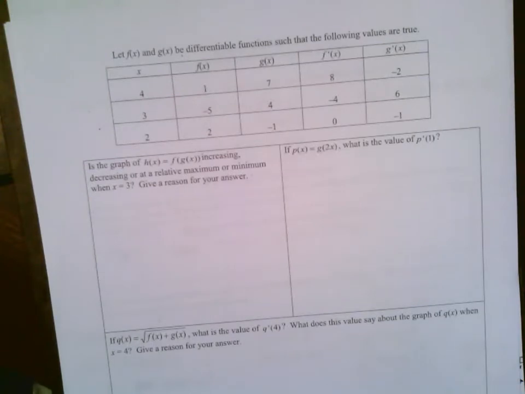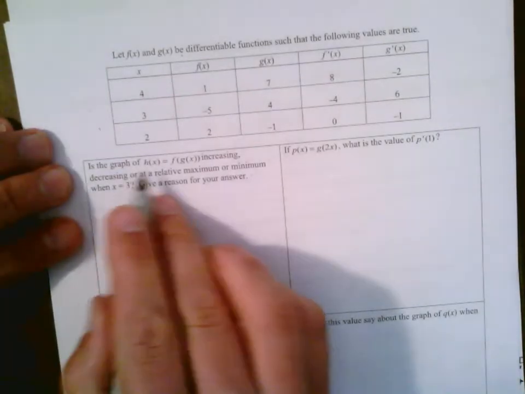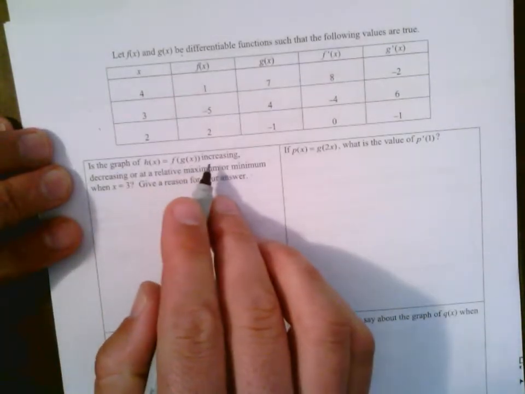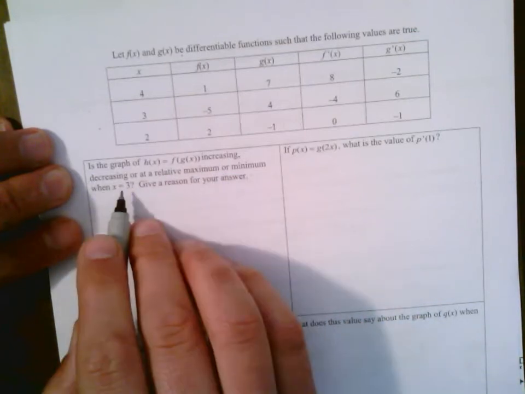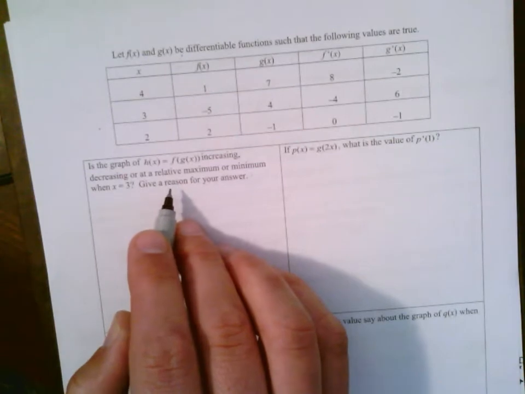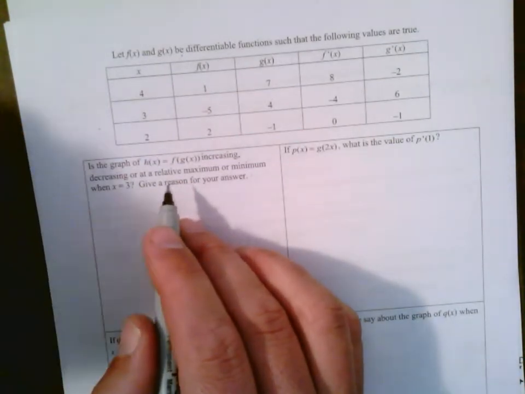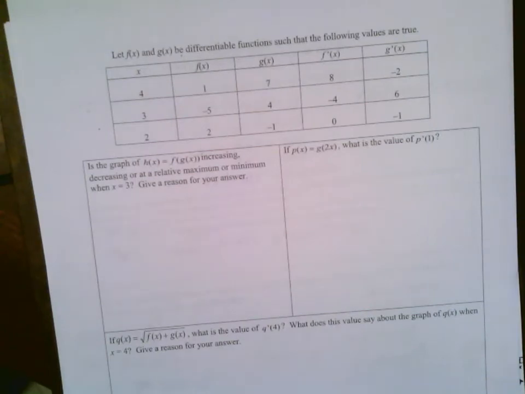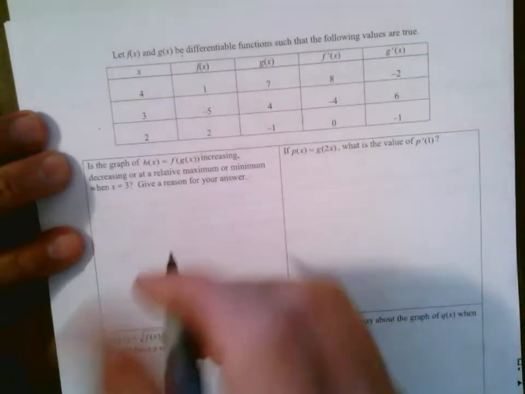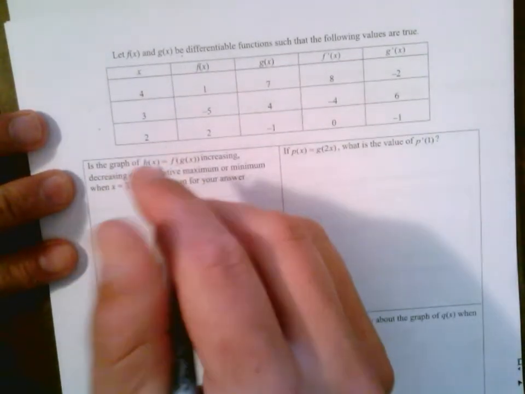Last page of the chain rule. Given h of x equals f of g of x, is it increasing, decreasing, relative max or min when x equals 3? So x equals 3. We need to find out if h prime is positive or negative, or if it's 0 at x equals 3.